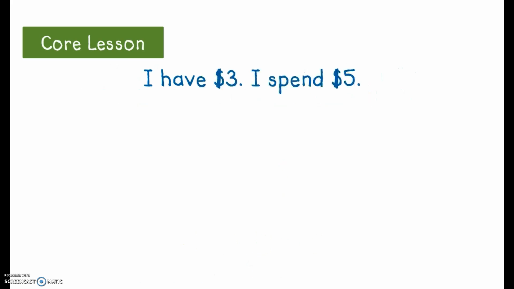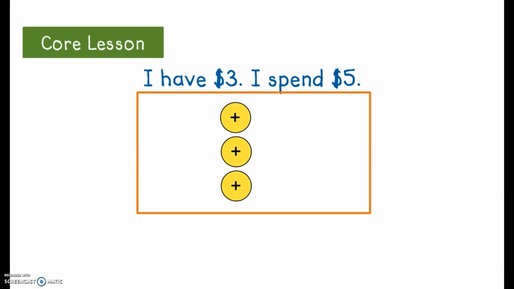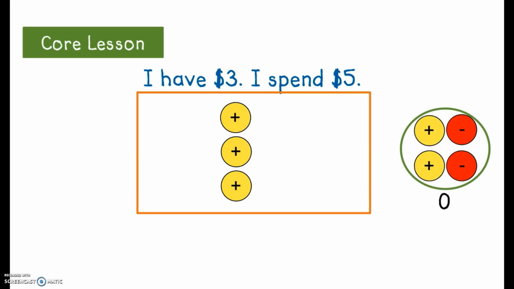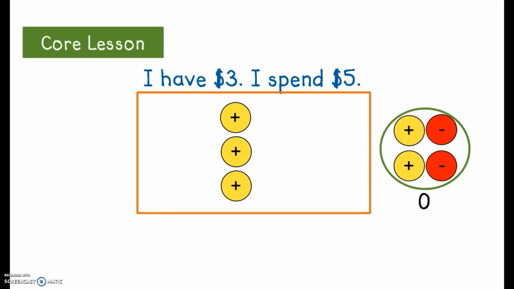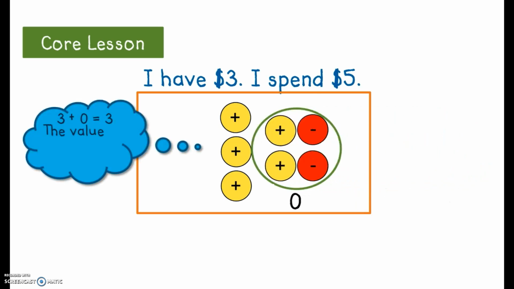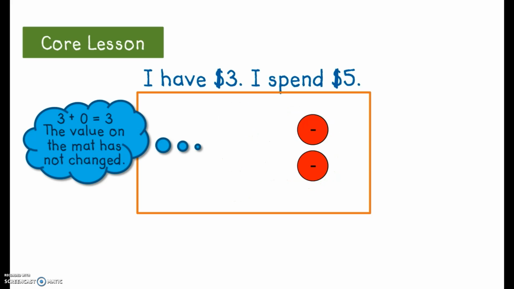I have $3, I spend $5. I want to spend $5, but I don't have 5 chips on my mat. If I simply add 2 more positive chips, I'm changing the original value on the mat. So I must add 2 positive chips and 2 negative chips to make a zero pair. When I add the zero pair to the mat, the value on the mat has not changed. Now I'm able to spend my $5, and I'm left with 2 red chips. 3 minus 5 equals -2. Because I have spent more than I had, I am now $2 in debt.